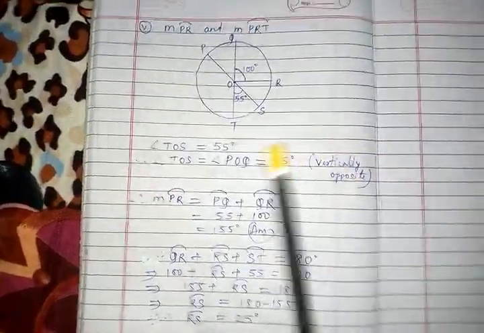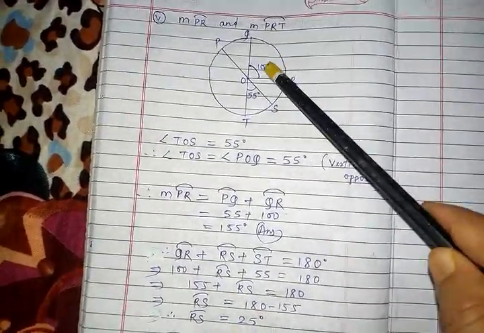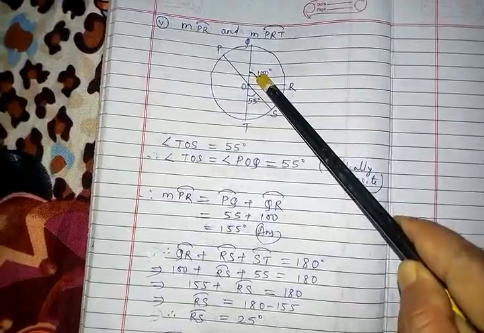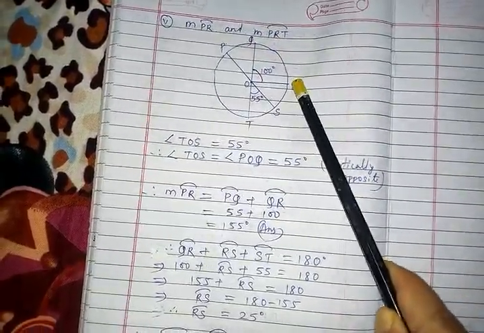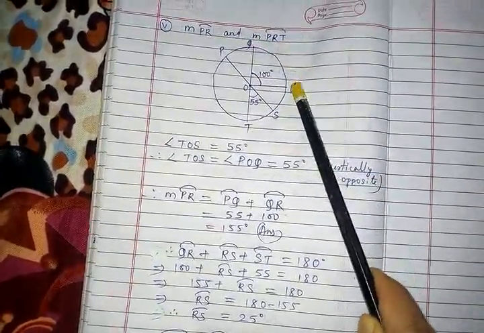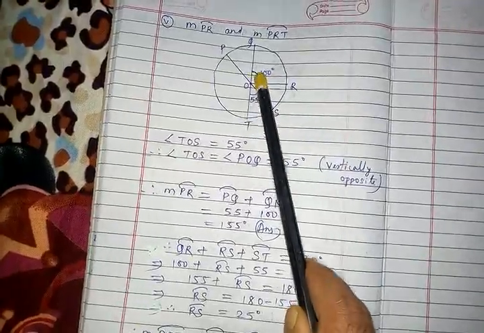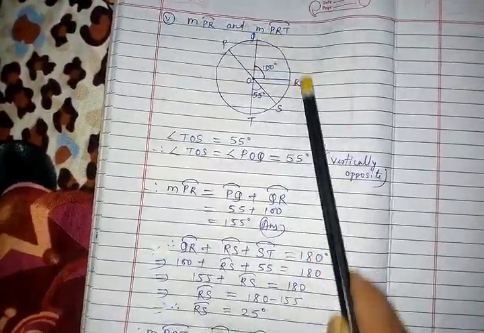So children, from this question one knowledge we got, whatever is the angle at the center subtended by the arc, same will be the value of arc also. If this is 100 degrees at the center, QR also will be 100 degrees. That way we have to understand.